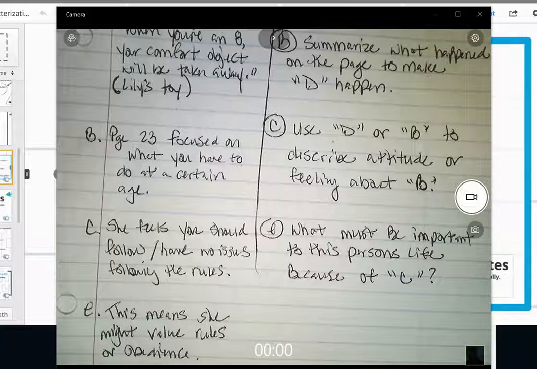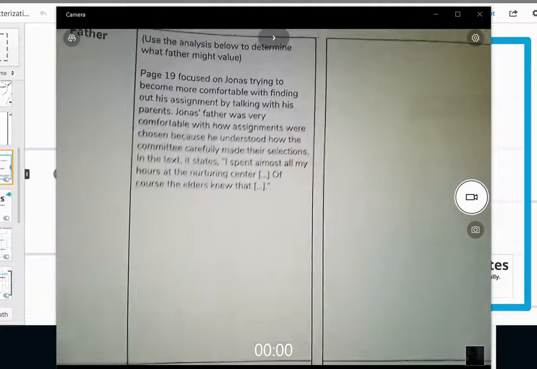So if you are right now doing the value assignment, that's what you are doing. You're going to do the same process. D, B, C, E. You can bullet point just like this. And what you're going to do with that, you're going to do father.